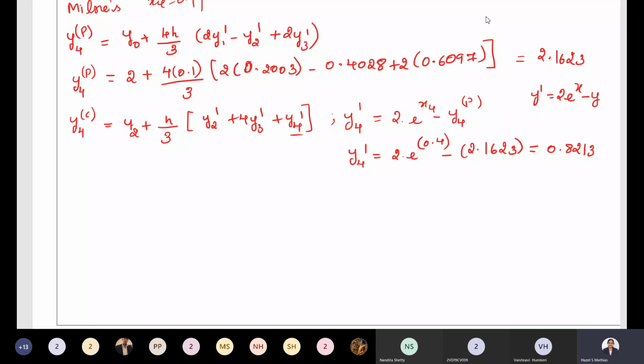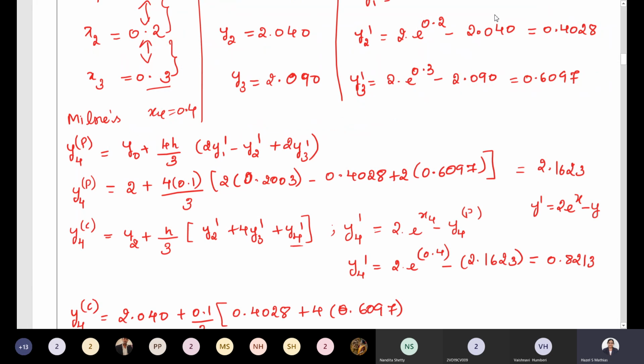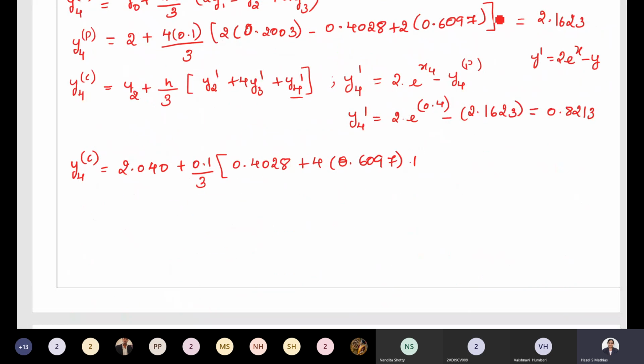So we have got the y4 dash value. Now let's substitute in the corrector formula. y4 power c is equal to y2. What is the value of y2? 2.040 plus h value 0.1 divided by 3 into y2 dash, y2 dash is 0.4028 plus 4 times y3 dash is 0.6097. Correct? 0.6097, then plus y4 dash. y4 dash we calculated just now, that is 0.8213. Calculate this. Everybody work out.